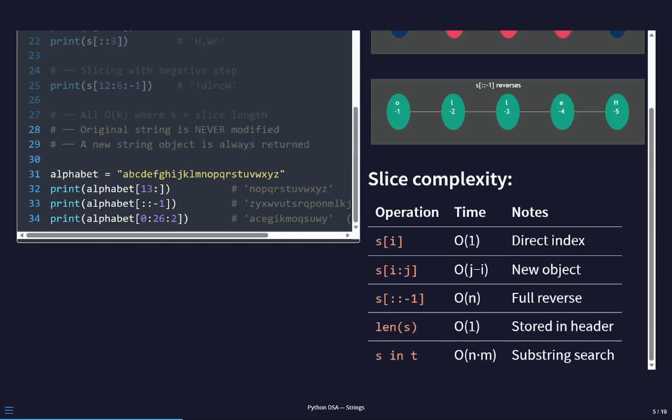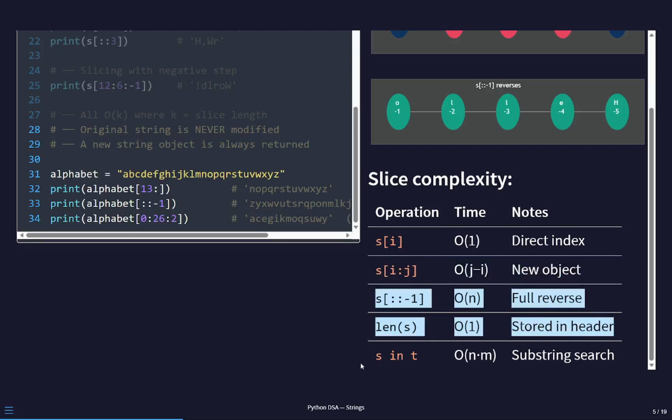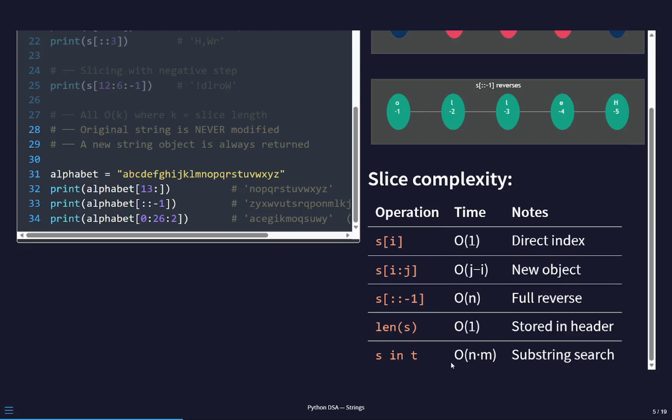Click, complexity table. Index is O(1). Slice of length k is O(k). It must copy those k characters into a new object. Full reverse is O(n). len(s) is O(1), stored in the header. Substring membership, sub in s, is O(n times m) worst case, since it has to scan for the pattern.